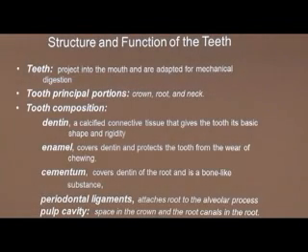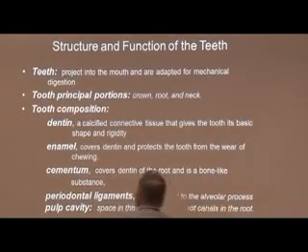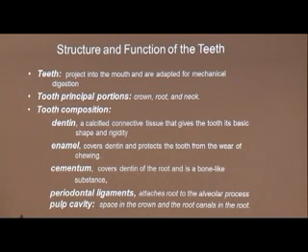So we have teeth to mechanically break down food, to bite food off. When we look at a tooth, we can divide the tooth into three regions: the crown, which is the part of the tooth that extends above the gum; the neck, which is the part of the tooth where the gum covers; and then the root, which is the part of the tooth that extends down into the alveolar process of the mandible or the maxilla, the bone.